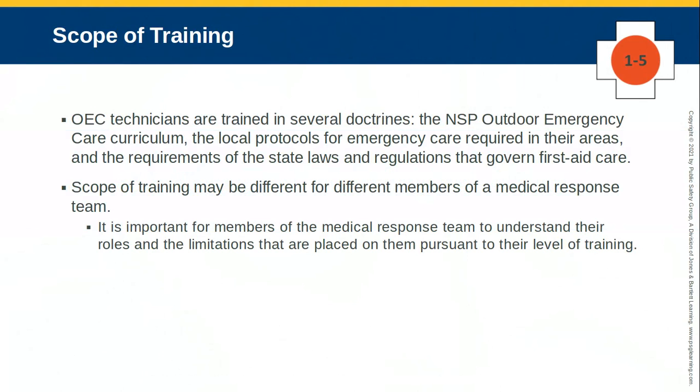When we consider the scope of your training, understand that you may be actually trained in about 3 different levels of emergency care. There is just the National Ski Patrol OEC curriculum. Now you can combine that with local protocols for emergency care. What that means is maybe the doctor at your ski area allows for additional procedures. Finally, there may be state laws and regulations governing EMS and some of the protocols that are there. It is really important for you to understand your role and your level of training.